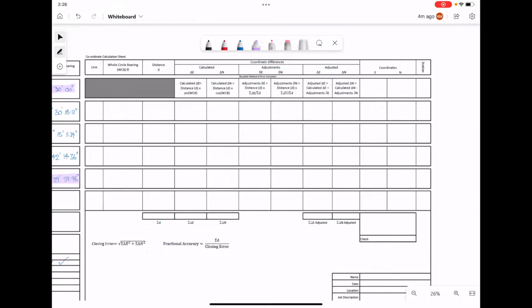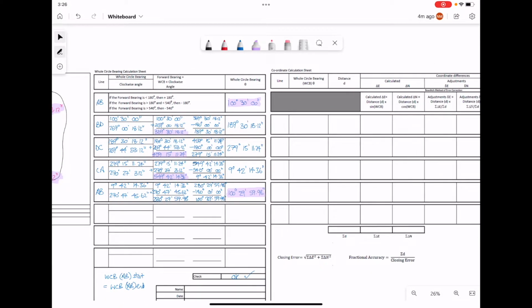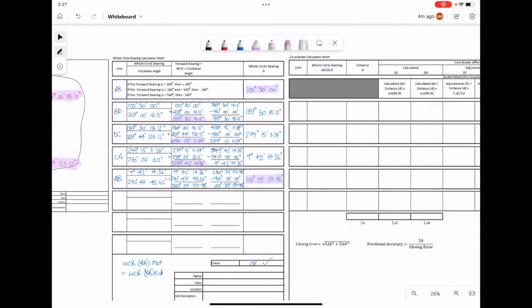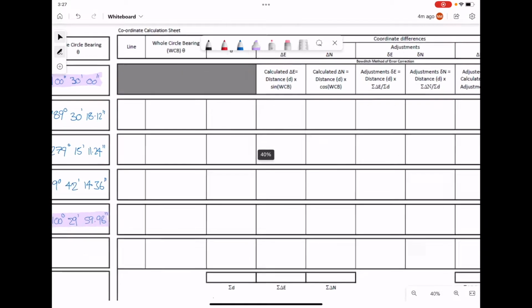In this video, we're going to use our coordinate calculation sheet to calculate the coordinates of our four stations. We're going to use information that we have calculated in our previous sheets. Namely, we have the four whole circle bearings for each of the four lines in our traverse, along with, from our traverse plot, the four distances for each of the four parts of the traverse.